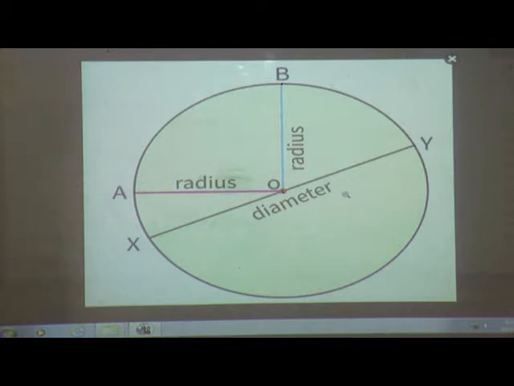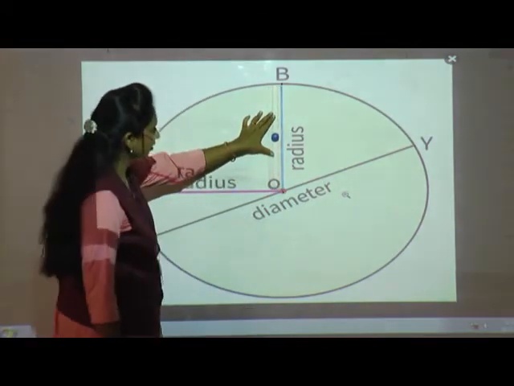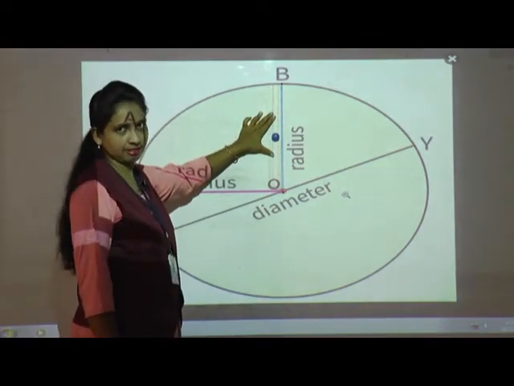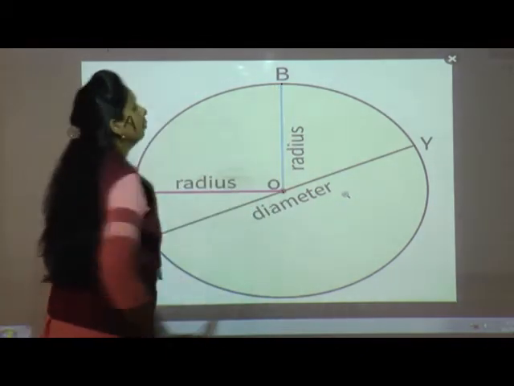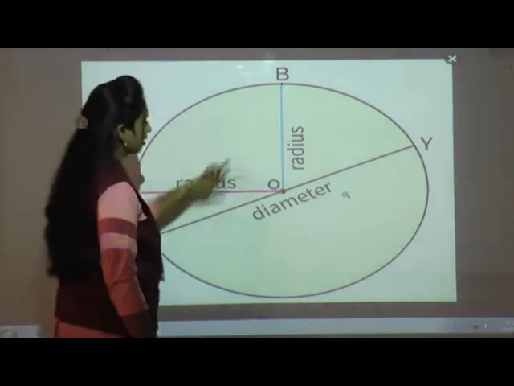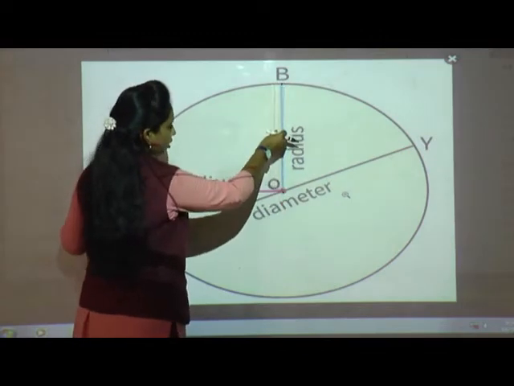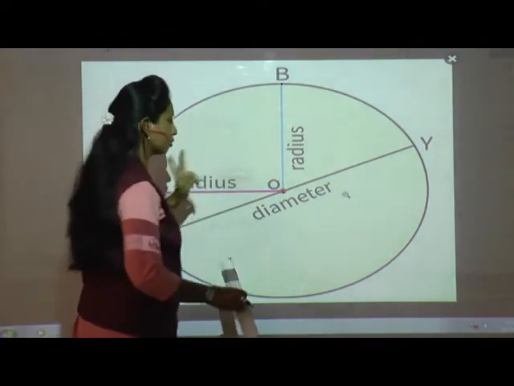Now, what did you notice, students? The diameter of the circle is twice the radius. Can you see here? Full scale measurement is there, isn't it? Now, this is the radius measurement. What did you observe here? That the diameter of the circle is twice the radius. Radius is this much, so this diameter is twice the radius, meaning 2 times.